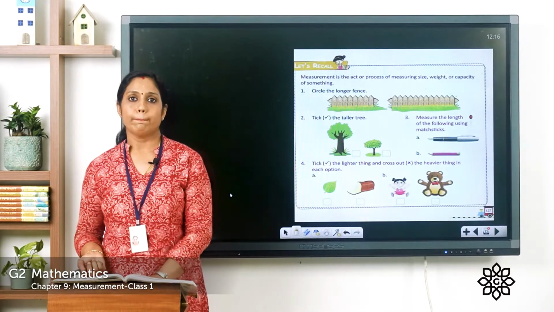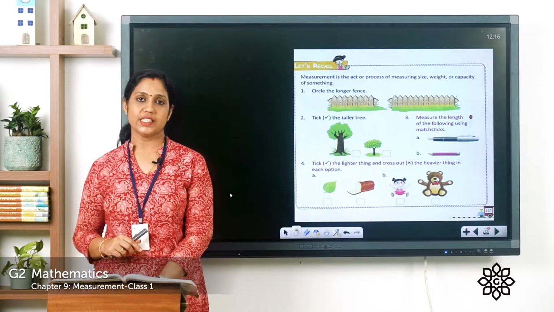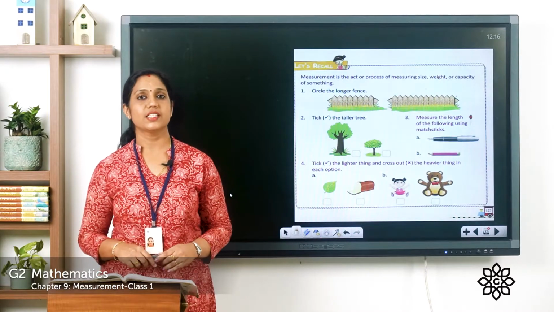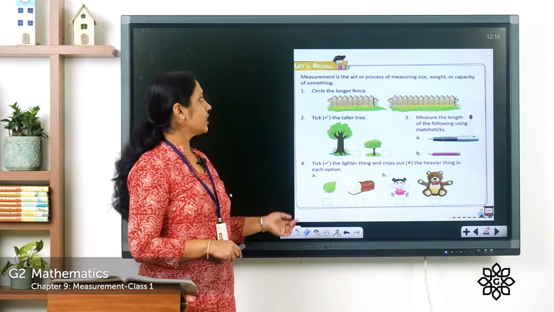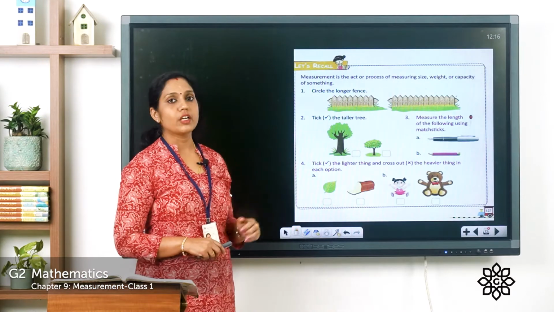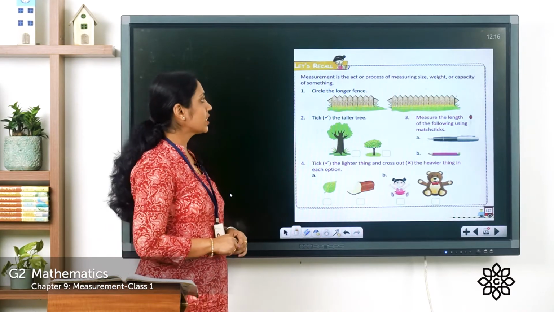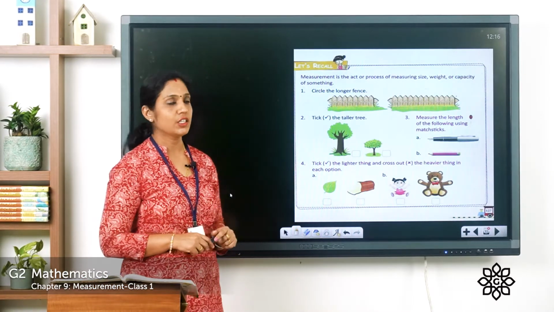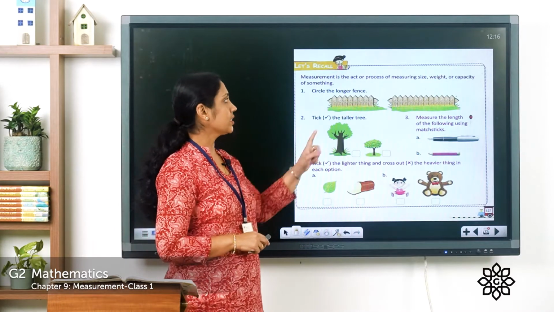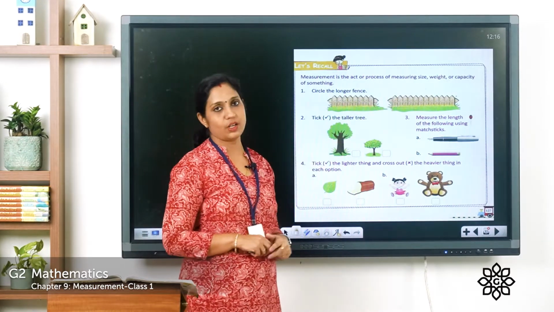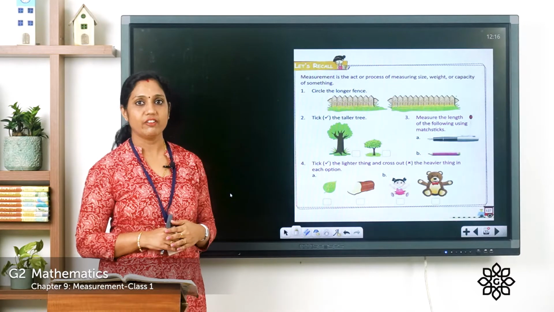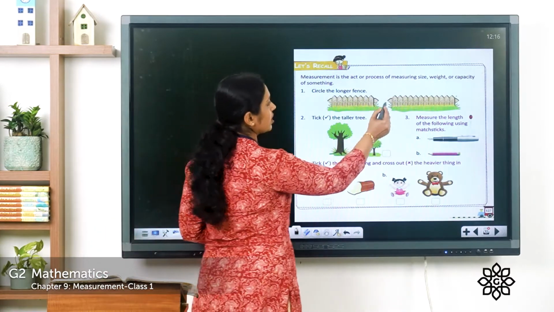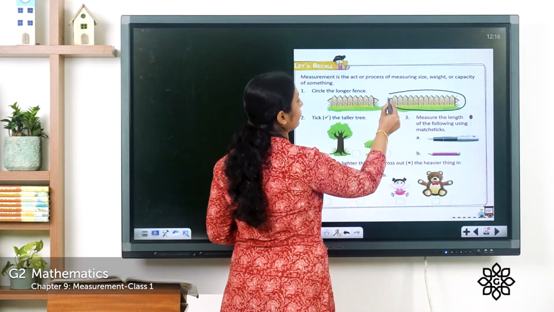In the text, page number 127, we have some problems. Let's start by doing that. So you can see in the first picture, fence is given. So we have to circle the longer fence. So which one is longer in this? Is this the longer or is this the longer? By looking at that, we can identify it, right? So this picture is the longer one.